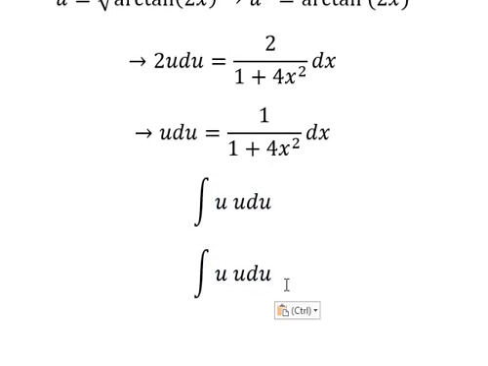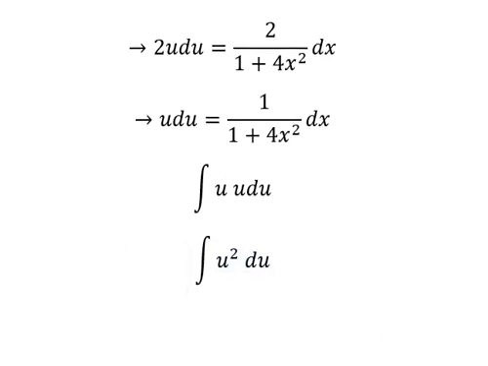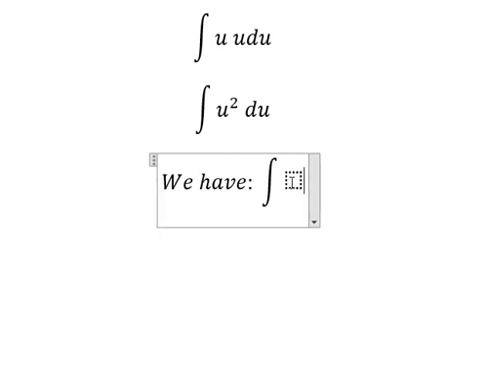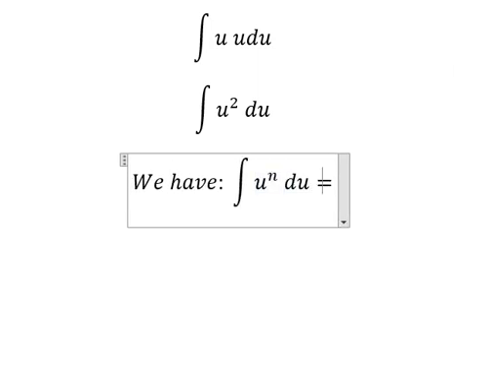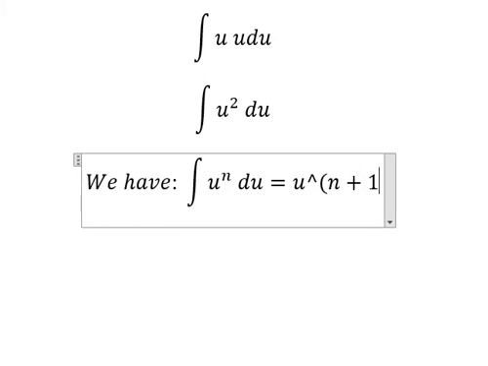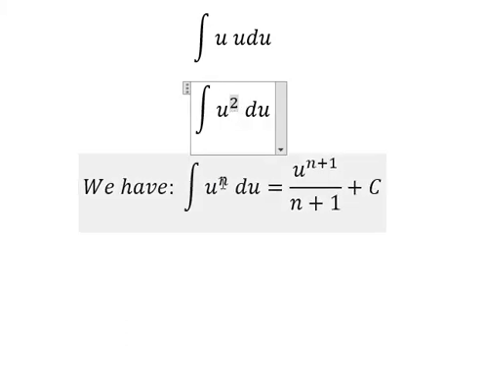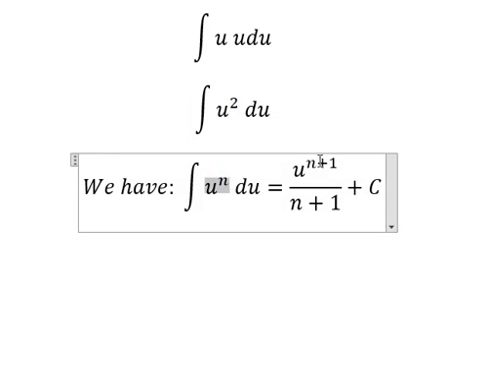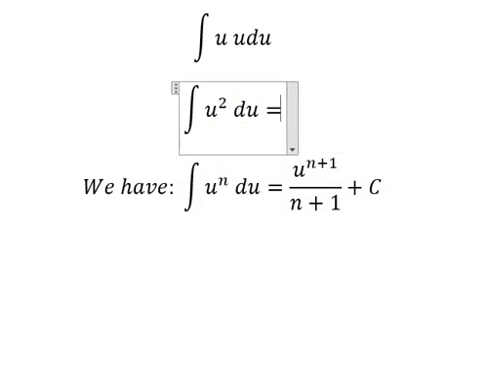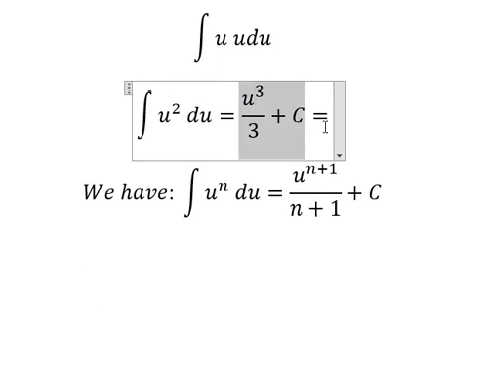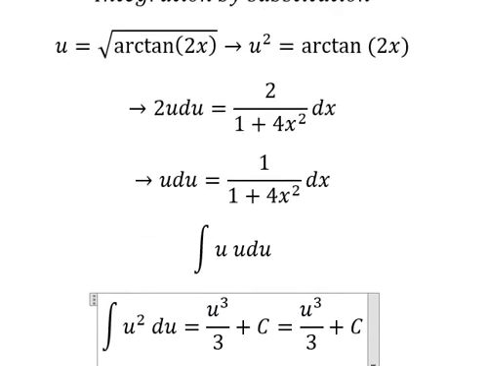So u and u we have u squared. Now we have the formula in here. So I will put number 2 to change for n. So 2 plus 1 we have number 3. About u, that is about this one.